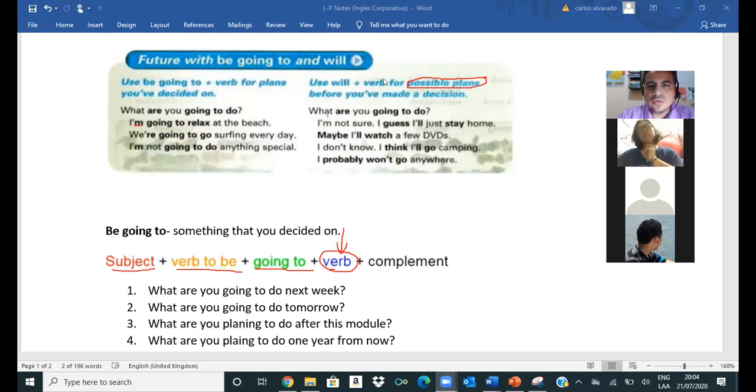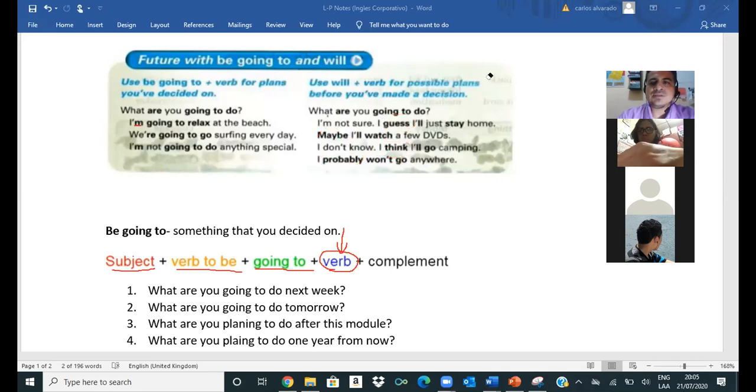Then we use will for possible situations. And we said we can use these words: I guess, maybe, I think, probably. So you can use these words with will, okay? For example, you can say, I'm not sure, I guess I'll stay home. Maybe I'll just watch a few DVDs. I don't know, I think I'll go camping. Probably won't go anywhere, okay? So you can use will or you can use won't, the negative of will, okay?